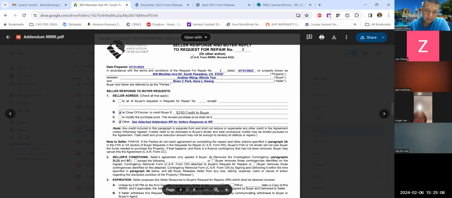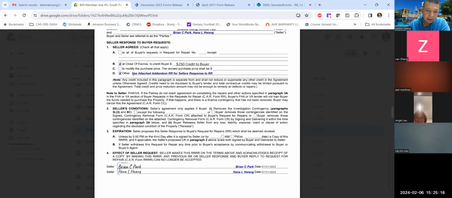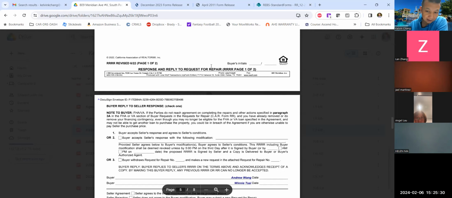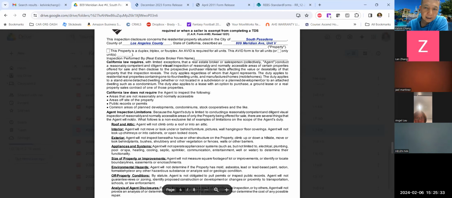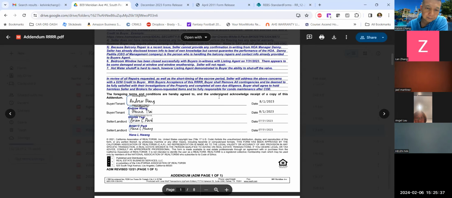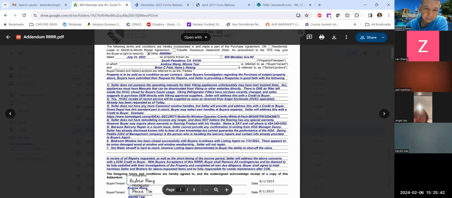Here's our, from the seller, here's the RRRR. At close of escrow, we're going to credit the buyer $250, credit to buyer. Then I attached two portions of responses. One is called addendum RR for seller's response to the request for repairs. Okay, I know it's confusing, but let me explain to you. So what did I do? I put together addendum RR. This is number one. Okay.